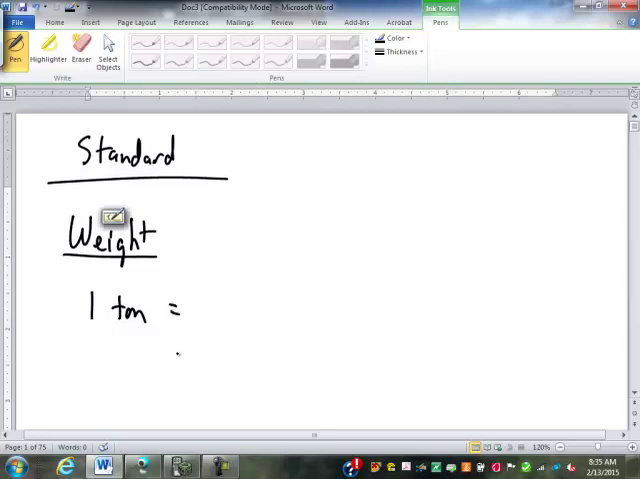The next smaller unit is a pound. It goes all the way down to the pound. Can anybody tell me how many pounds are in a ton?